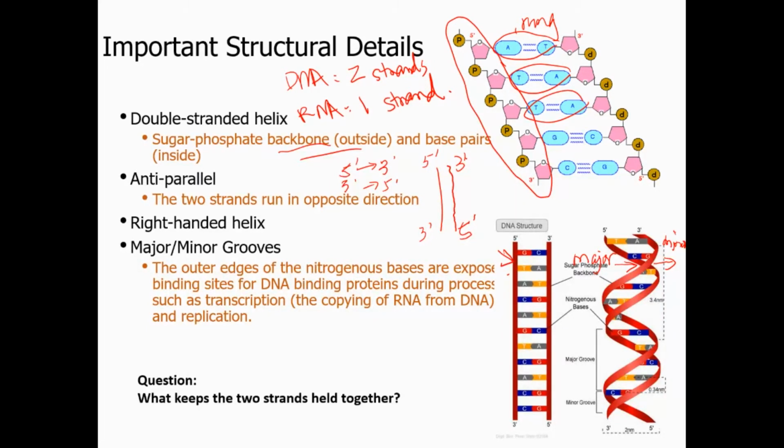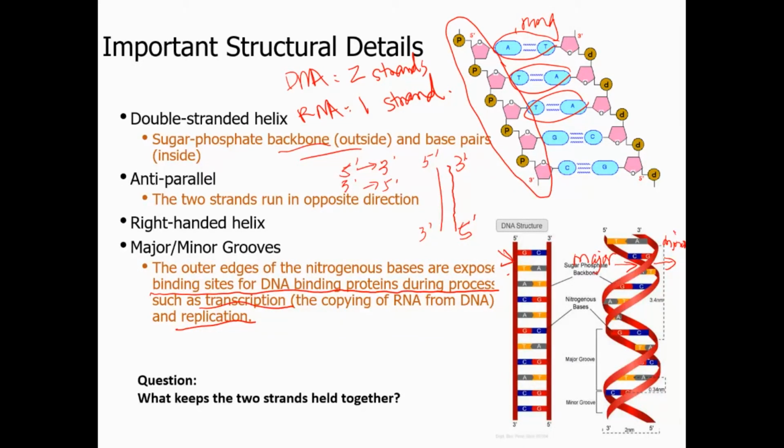Now these grooves are pretty important because these are the binding sites for DNA binding proteins during processes like replication and transcription. So when we get to replication, you will see that there are a lot of workers that work on that process to replicate the DNA, and those workers are proteins, enzymes. So those enzymes or proteins need to bind to DNA to do their work, right, to replicate or transcribe DNA. So where do they bind? They usually bind to these grooves, minor and major grooves.